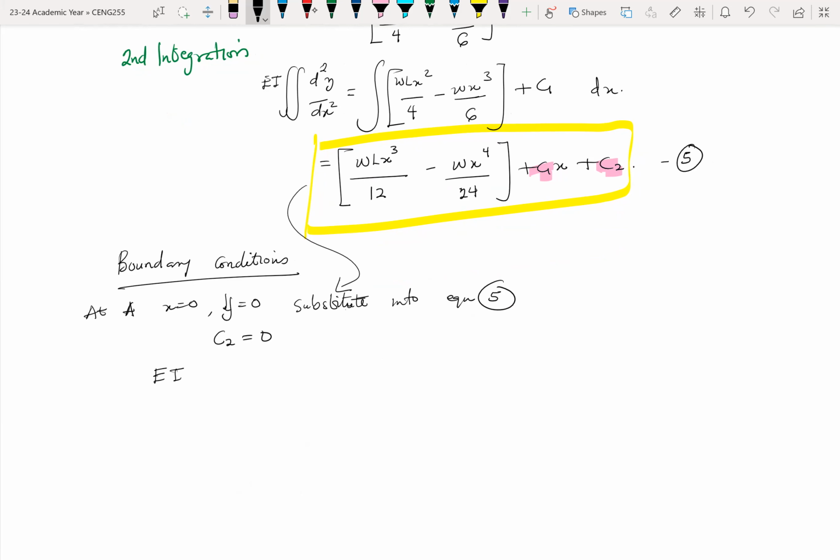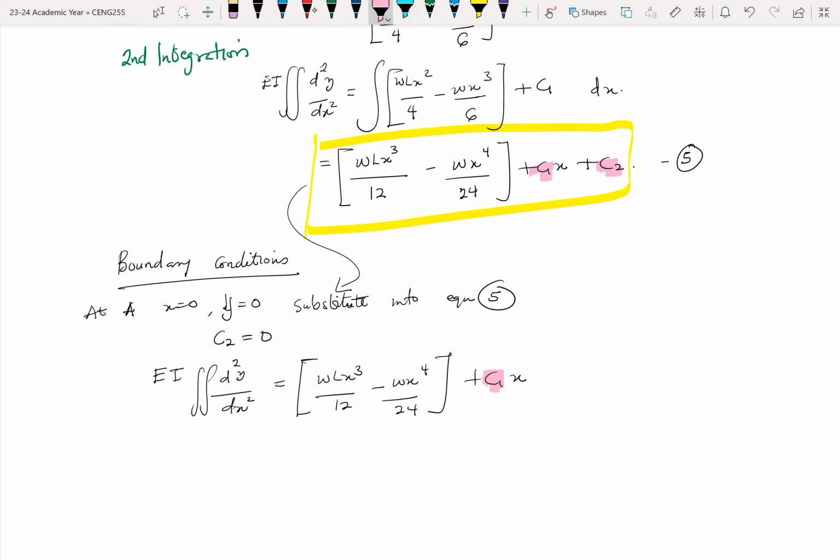Okay. So the equation has further been reduced to WLx³/12 minus Wx⁴/24, plus C1x. So we still need to find this other constant, C1.